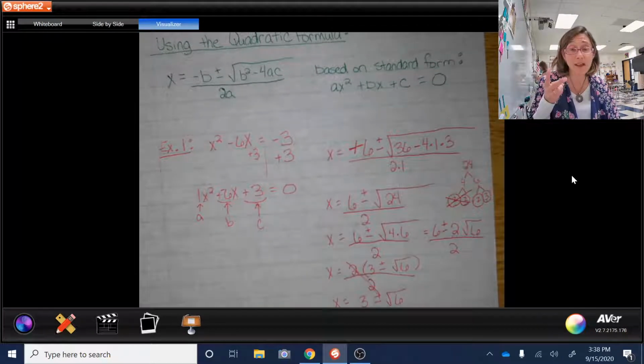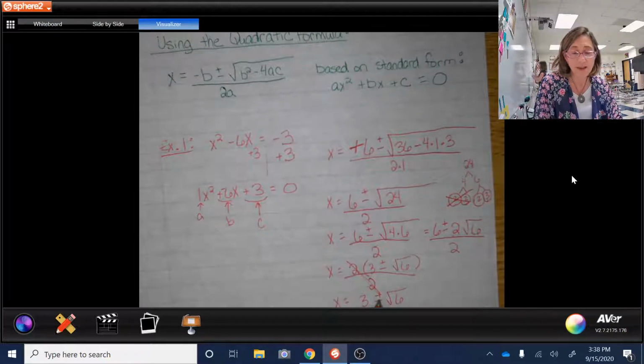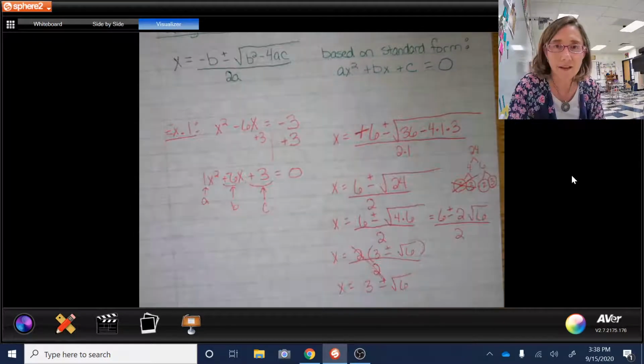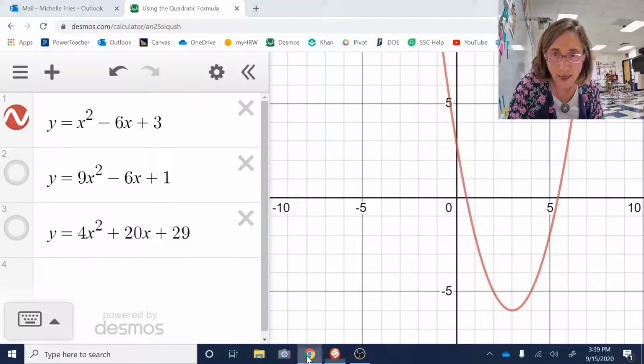Now remember, that's really 2 answers. One answer is 3 plus radical 6, and the other answer is 3 minus radical 6. So I wonder what this would look like if we graphed this on Desmos. Let me link over to that for a second. So I already have it graphed.